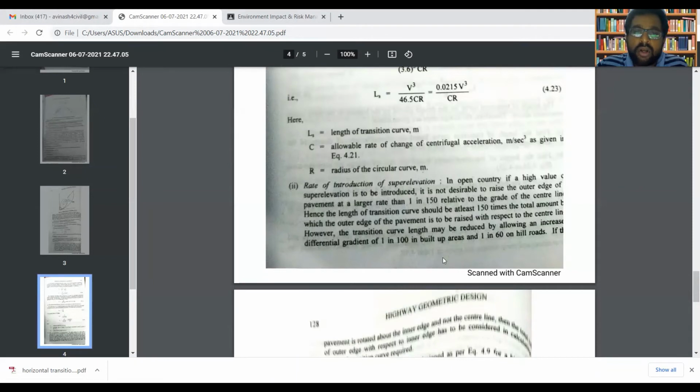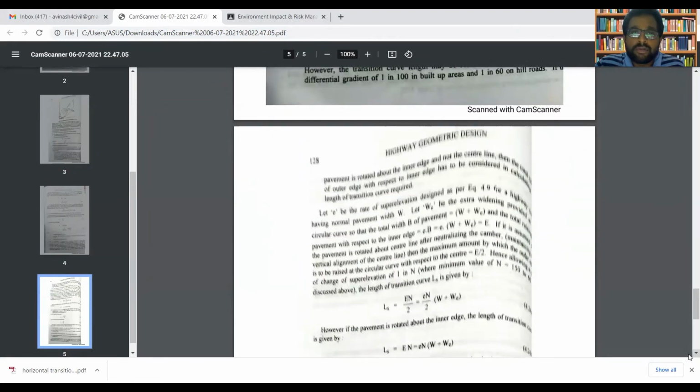Or you can do one more thing. The transition curve length may be reduced. How is the reduction obtained? It can be reduced by allowing an increase in differential gradient of 1 in 100 in built-up areas and 1 in 60 on hill roads. So depending on the rate at which super elevation is introduced, don't worry, we'll be solving some problems. At that point, this concept will be more clear.